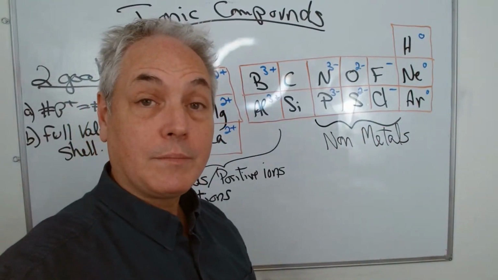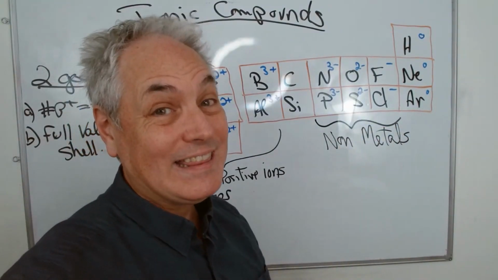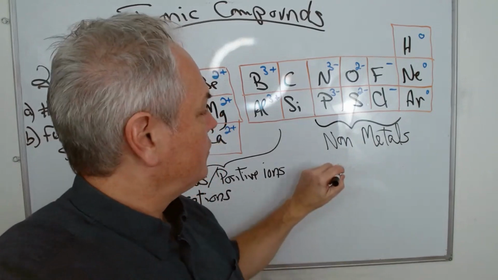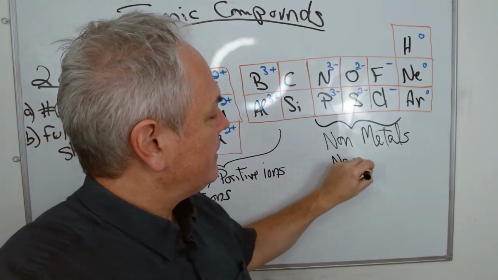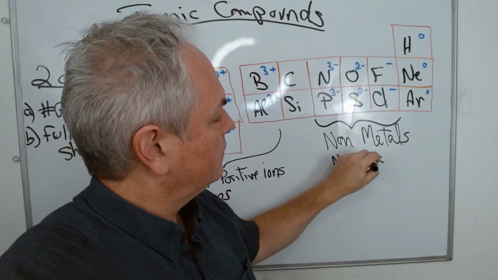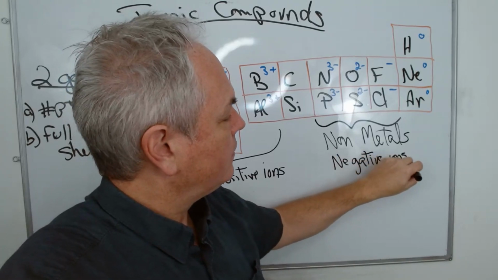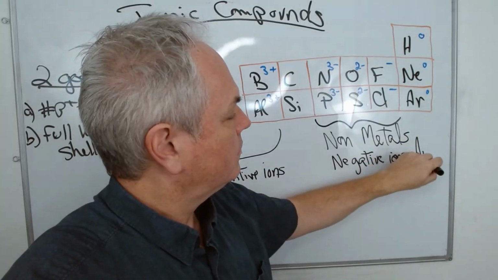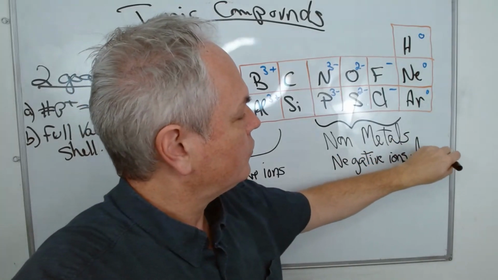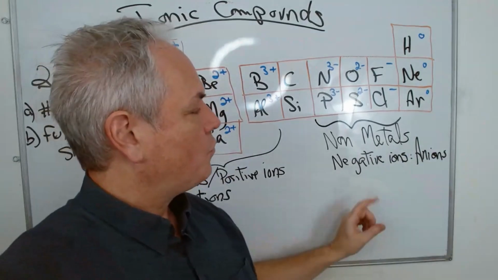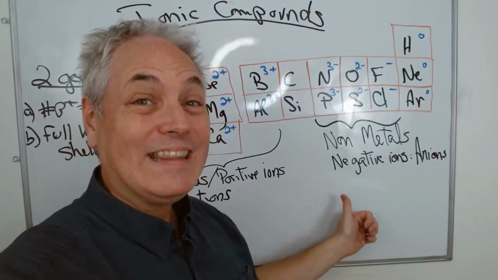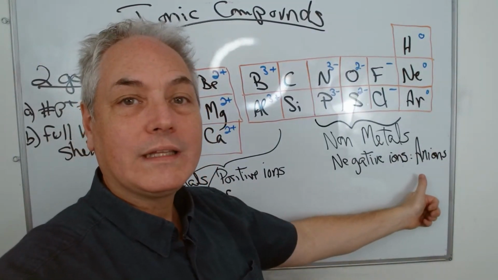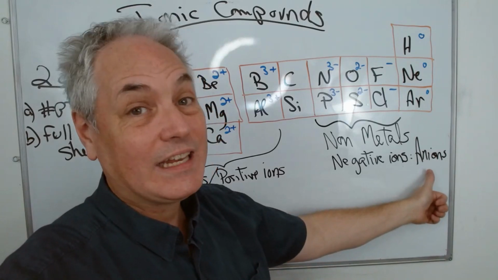What's interesting with nonmetals is that they become negatively charged. So negative ions. And here's another word. When you have negative ions, one word that we can also use is anion.